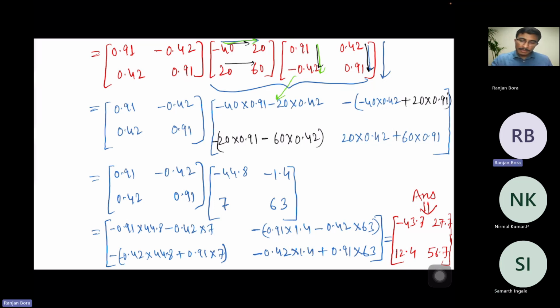Like this, you can solve the problem. So when you first multiply the first row with the first column, is there a plus sign in between, or is it always a negative sign? Yeah, there is a plus sign, but here the negative sign is coming from this minus 0.42, right? But conventionally there is a plus sign, right? Yeah, plus sign, yes. Okay.